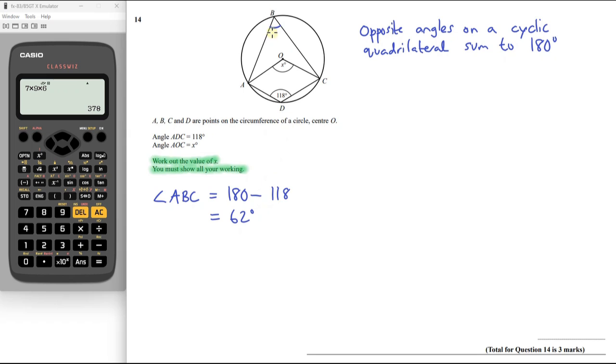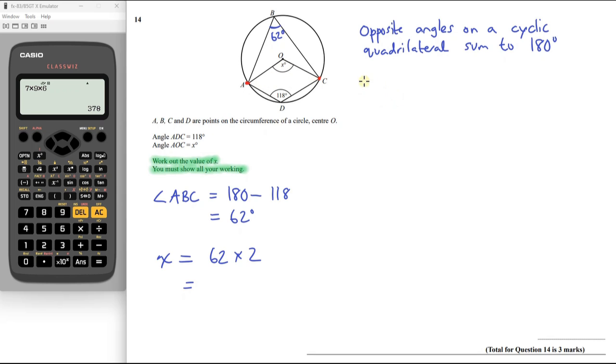So now I've worked out this angle is 62 degrees. Now I can work out my value for X. So X is going to be equal to 62 degrees multiplied by 2. Now, how do I know that it's 62 times 2? That's because the angle at the center is always double the angle at the circumference. Notice these two angles both subtend the circumference at the same two points. Notice these angles all reach A and C.